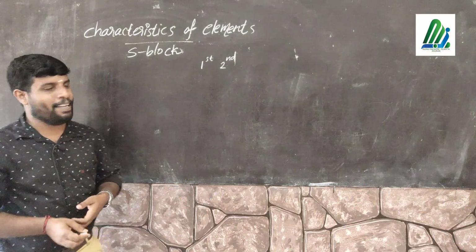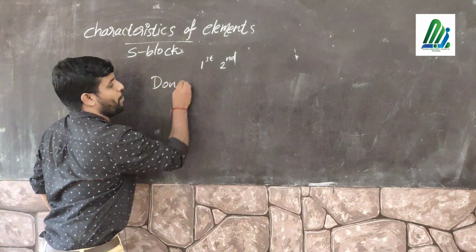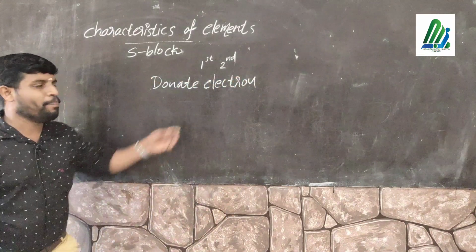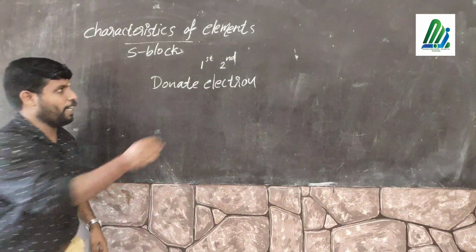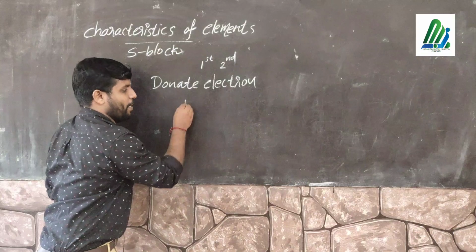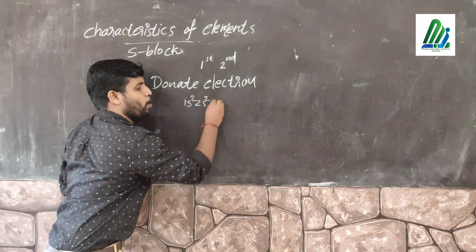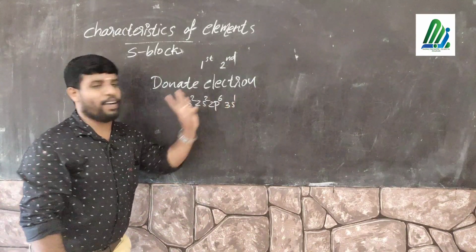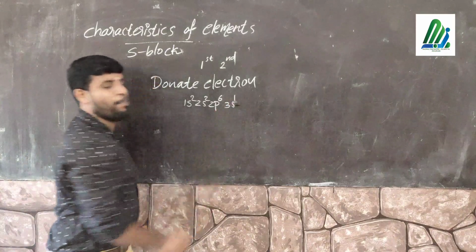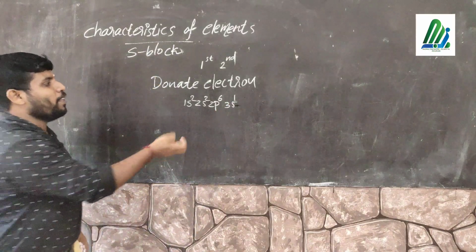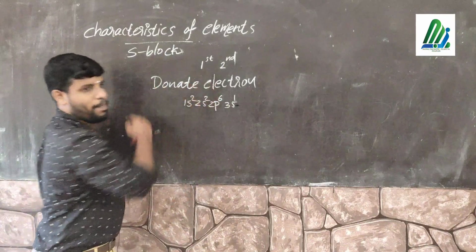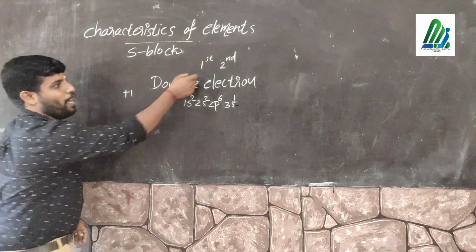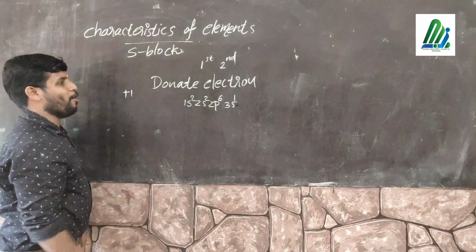At the time of reaction they can donate electrons. They will donate electrons in a chemical reaction. Especially the first group elements, their valence shell contains, for example, 1s2, 2s2, 2p6, 3s1, atomic number 11. This is the valence shell, the third shell, that contains one electron. So that will donate one electron in a chemical reaction. So the first group elements always have the +1 oxidation state.